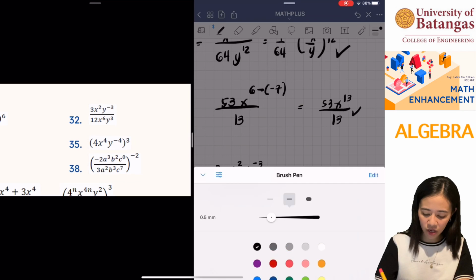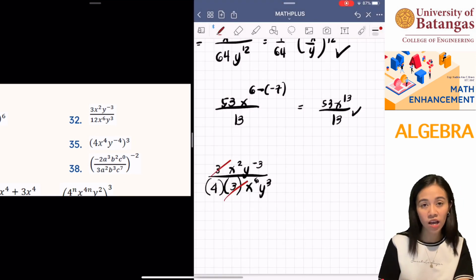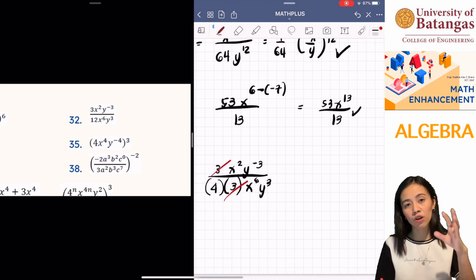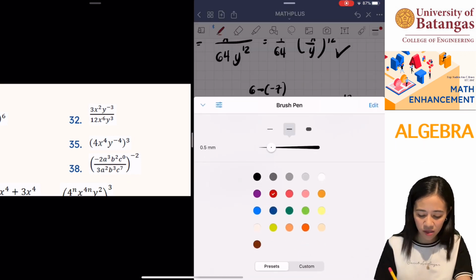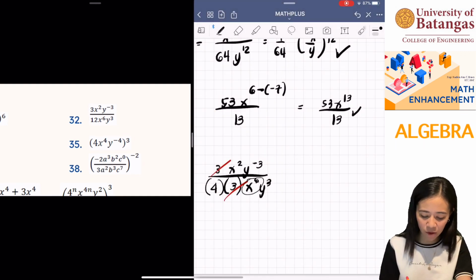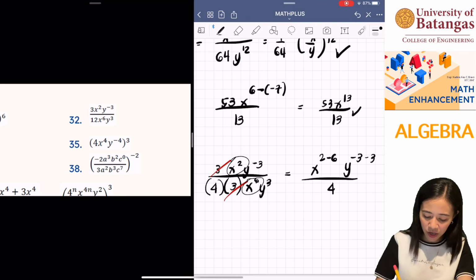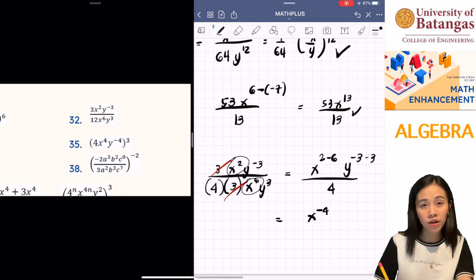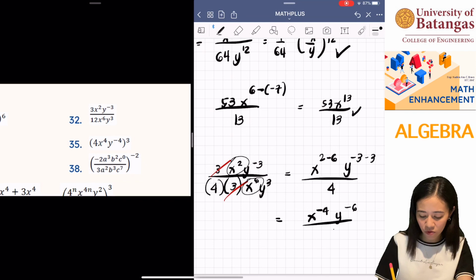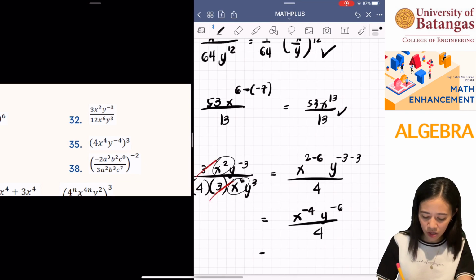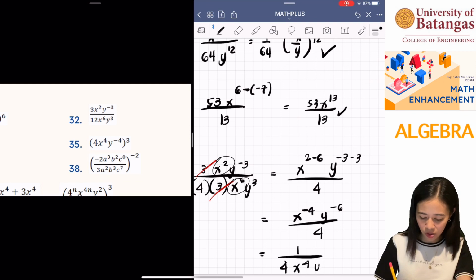So, with that, pwede ko nang i-cancel yung 3 na yon kasi common na siya. So, matitira, I have 1/4. O kaya, meron akong 4 sa denominator. And then, simplifying, since meron akong x sa ilalim, diba? Pwede ko tong gawing x raised to 2 minus 6. Tapos, you have y raised to negative 3 minus 3 all over 4. Simplifying, that would be x raised to negative 4 and then y raised to negative 6 all over 4. Ang magiging sagot ngayon natin dito is 1 all over 4 x to the 4th y raised to 6.